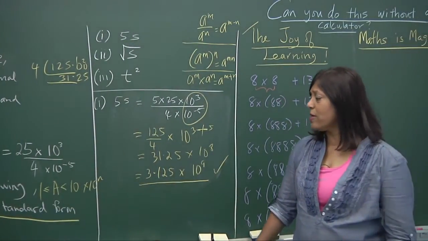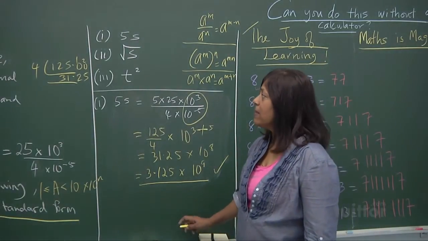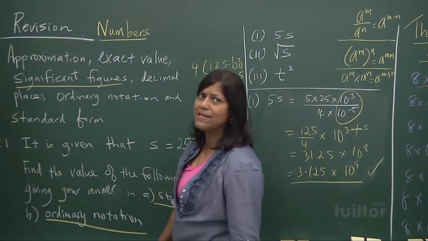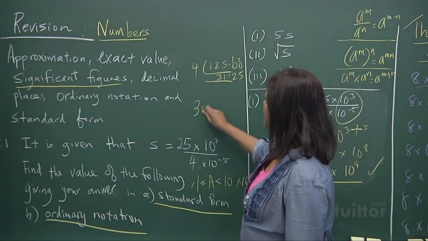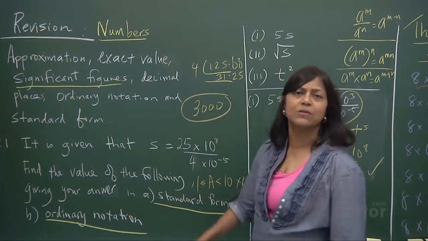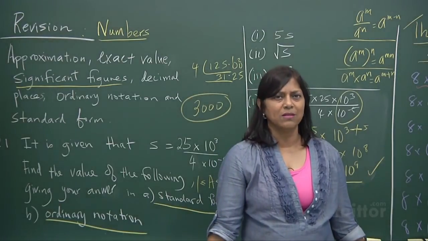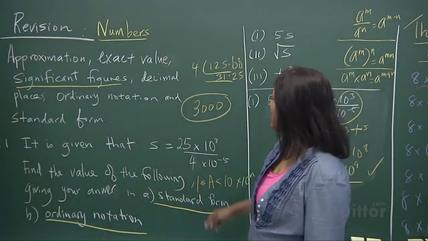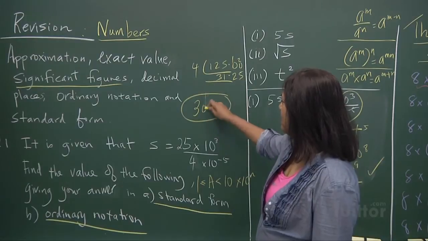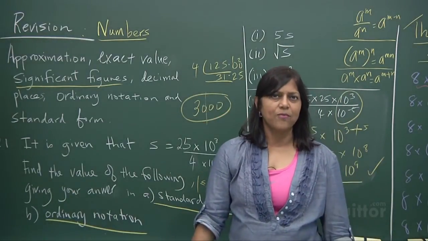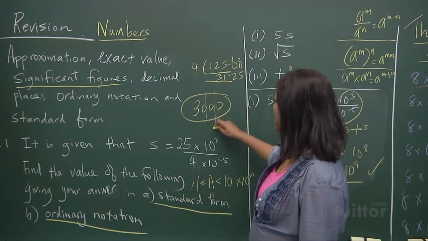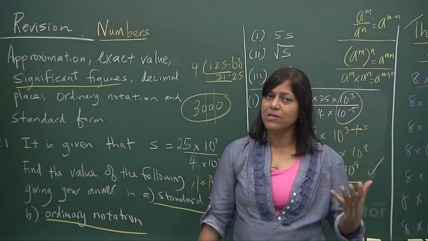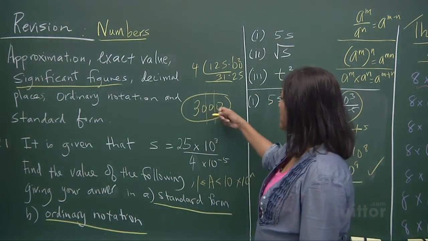Now, a very quick general revision on significant figures. Look at this number, 3,000. If I said it is to the nearest 1,000, 3,000 is called one significant figure. If I said it was to the nearest 100, there are 2 significant figures. If you said the nearest 10, that means it's 3 significant figures. And if I said it's to the nearest ones, that is 4 significant figures.